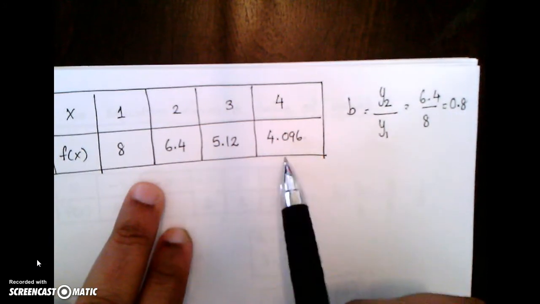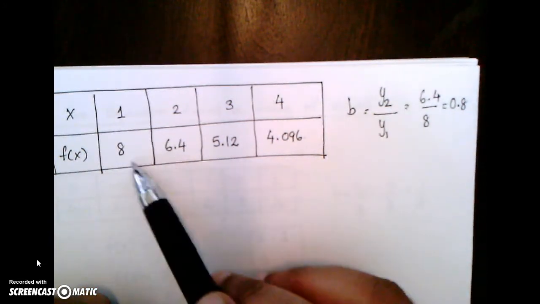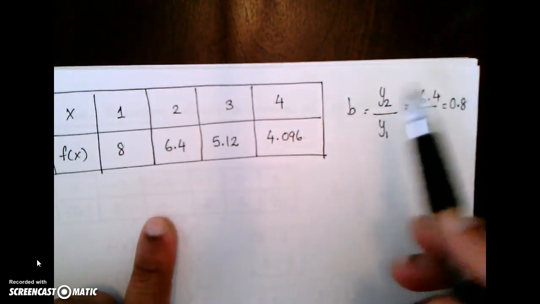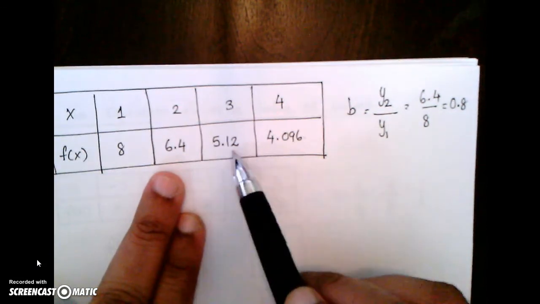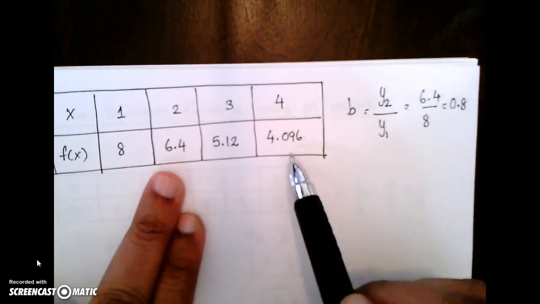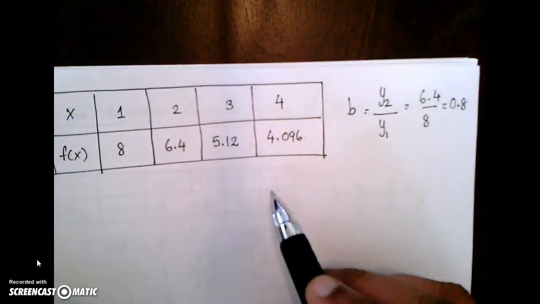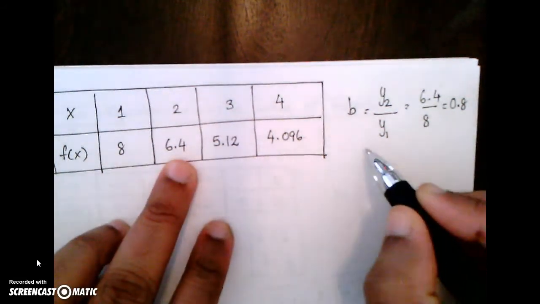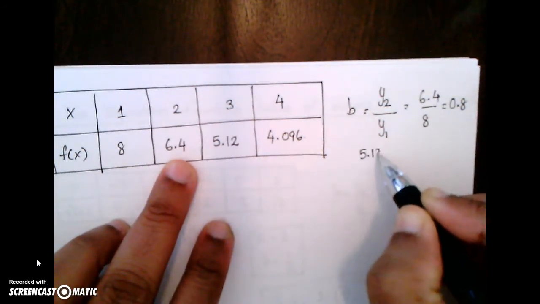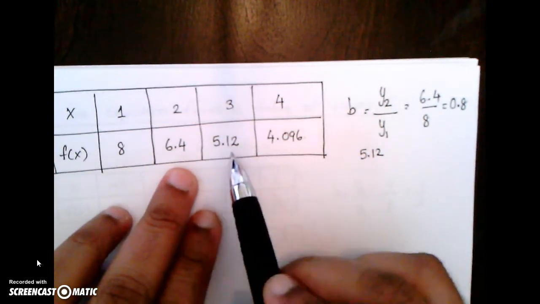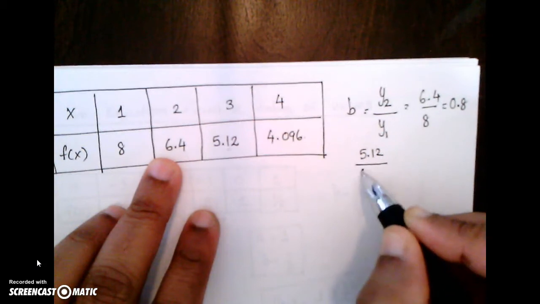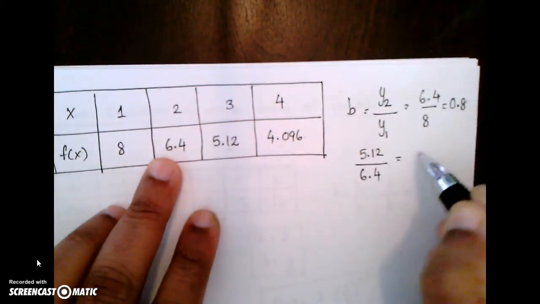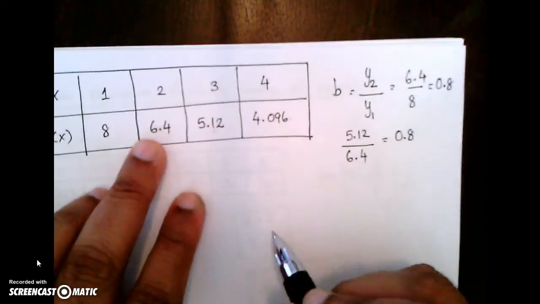Is it common for everybody? That's why it's called common ratio. The ratio between these two y values is 0.8. Is the ratio between these two y values also 0.8? The ratio between these two values, is it also 0.8? That's what makes it a common ratio, right? So I'm going to check. If I choose these 2 points, now this becomes my y2 and this is my y1. So 5.12 divided by 6.4 is still 0.8.